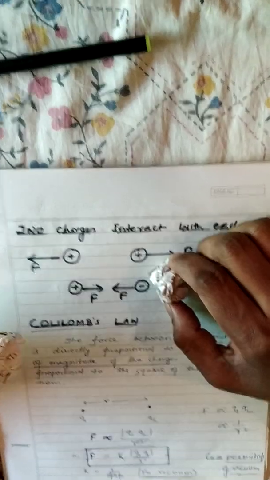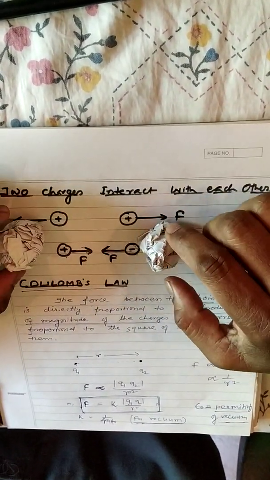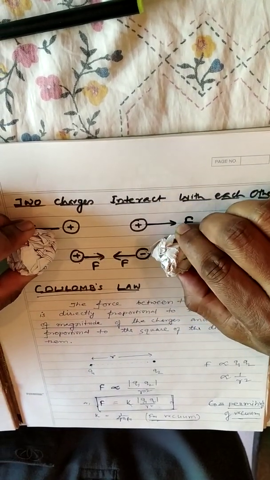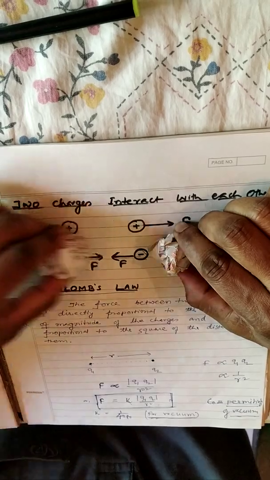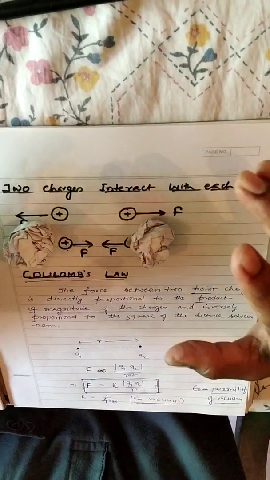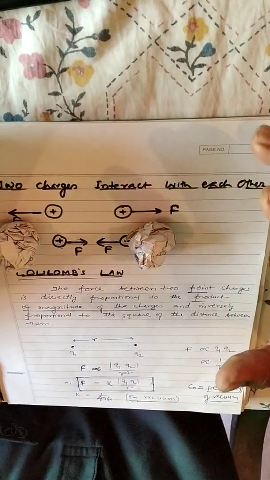If one of them is positive and another is negative, they will attract each other. Attract means they will pull each other like this. This charge will be pulled like this, and they will be pulled like this. This is what attraction.